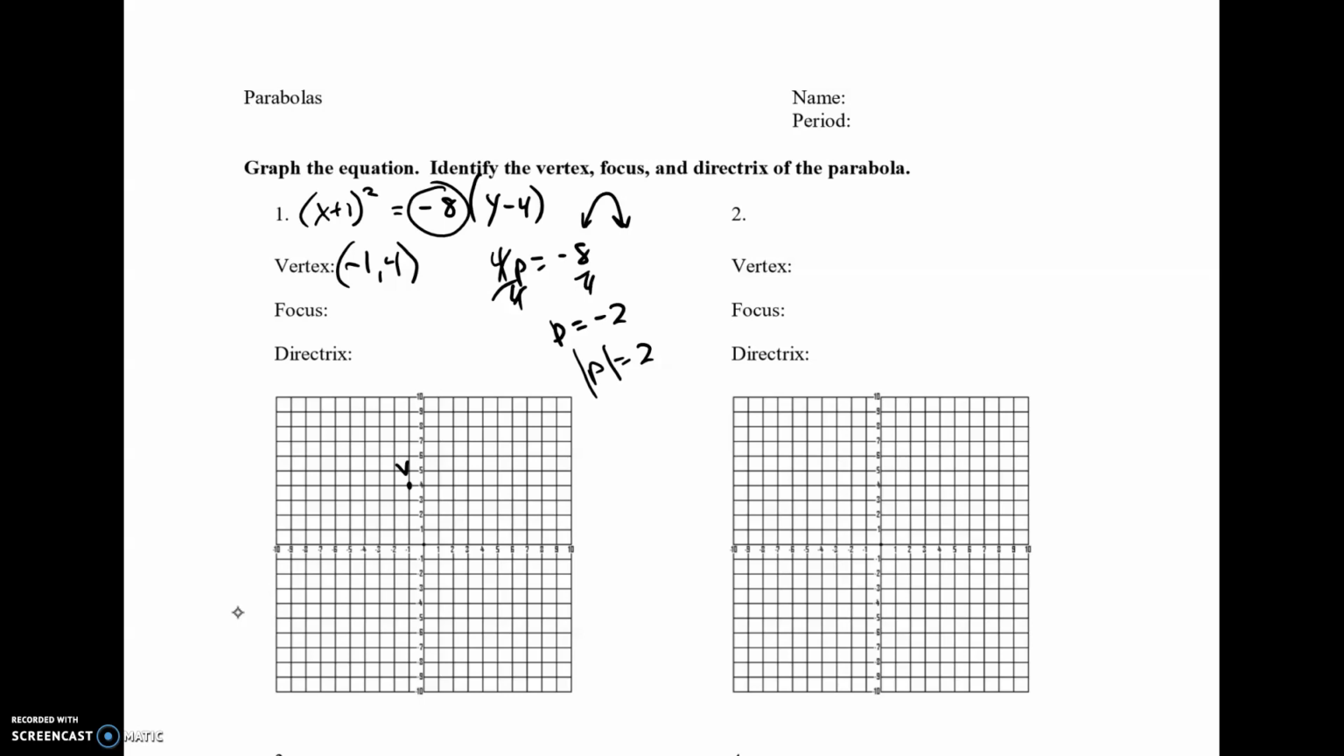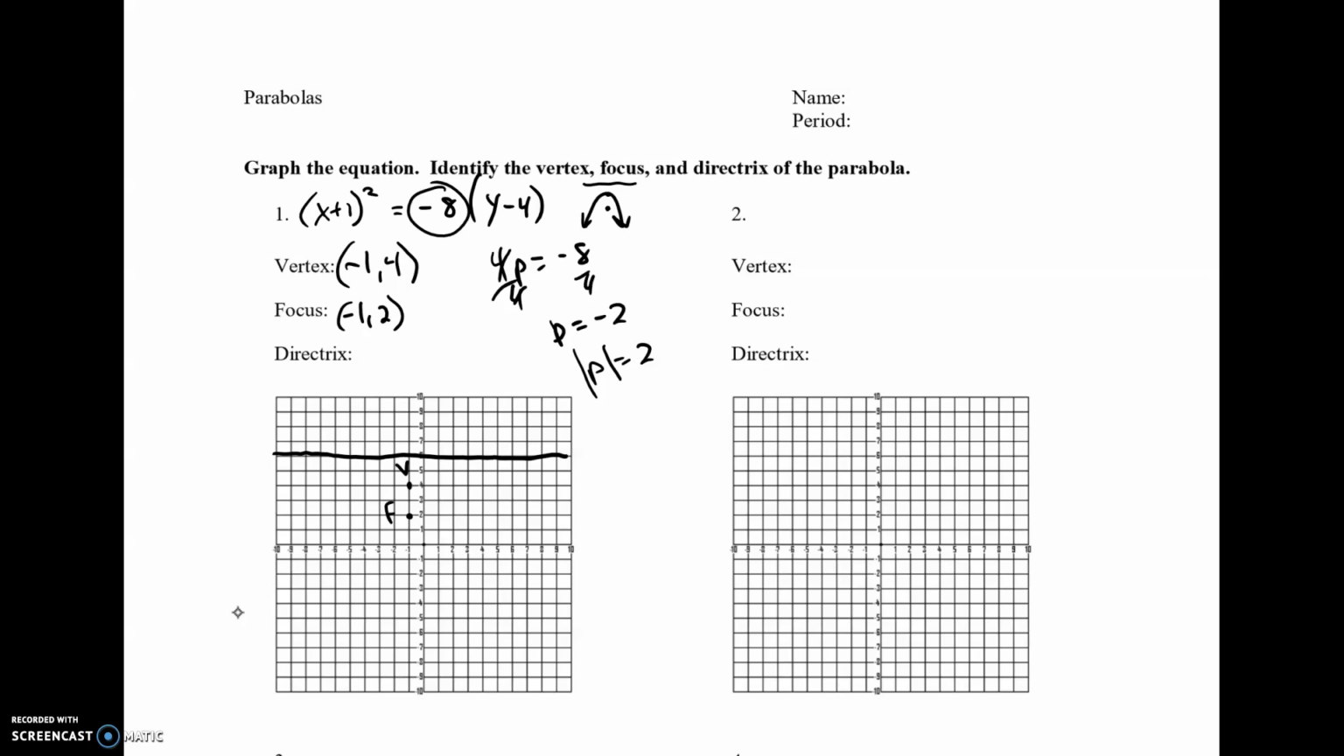All right, so let's go 2 units. Now, remember that the vertex is right here, and then we're going to go up to find the directrix, because the parabola always opens away from the directrix, and we're going to go down to find the focus. We go down 2 units, there's the focus, and we go up 2 units, and here is the line that we call the directrix.